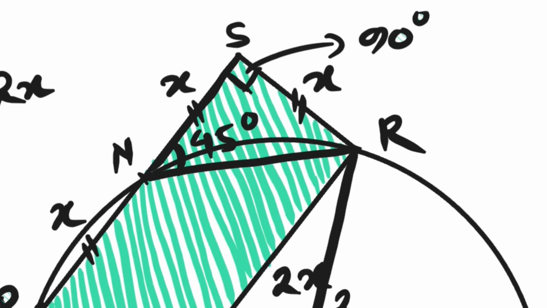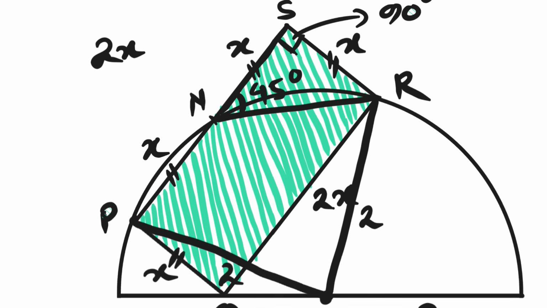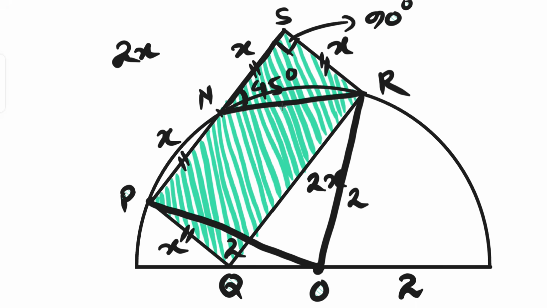Now pay attention to what happens because P, N, and S are all on the same straight line. The ray NP points in the direction opposite to the ray NS. So the angle PNR and the angle SNR form a straight angle. We know the straight angle is 180 degrees, and we just found that angle SNR is 45 degrees. Therefore, angle PNR equals 180 degrees minus 45 degrees, which gives 135 degrees. This is the key angle that connects our rectangle to the semicircle.